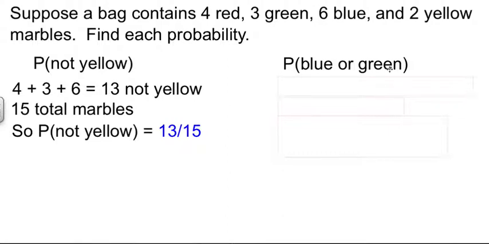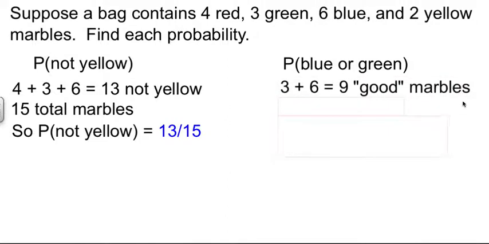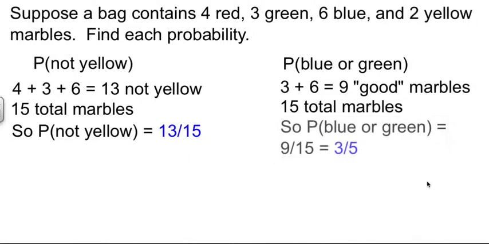Suppose I want to know the probability of getting blue or green. If I get a blue one or if I get a green one, that's a win. That's a successful trial. So we need to know how many blues or greens there are. There's 3 green, there's 6 blues, so there's a total of 9 good marbles, successful marbles, winning marbles, whatever you want to think of them as, out of the 15 total marbles there are. So the probability would be 9 out of 15, which reduces to 3/5. And again, if you want to convert it, go for it. It's 0.6 or 60%.